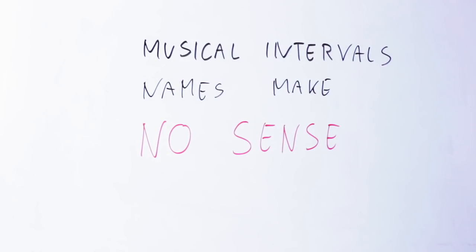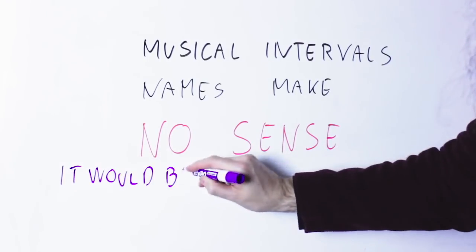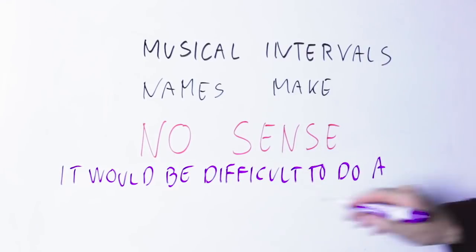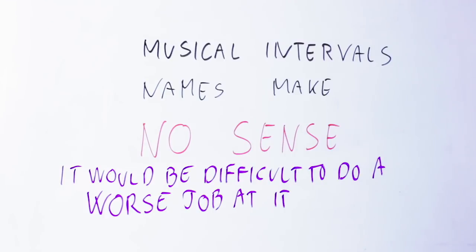One of my biggest pet peeves in music theory is how we name the intervals. It's like someone picked on purpose the most confusing and less practical option. Now, if you are among the confused too, maybe this video will help you. And if instead you are not confused, maybe this video will show you why you should be.